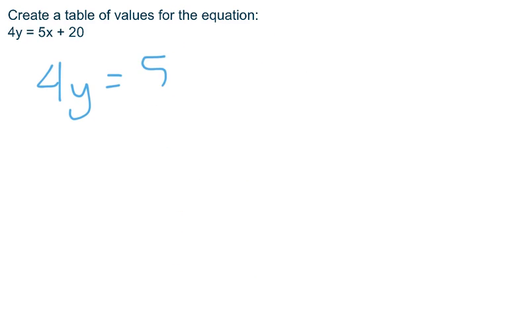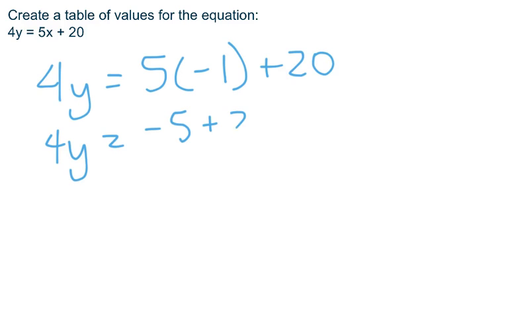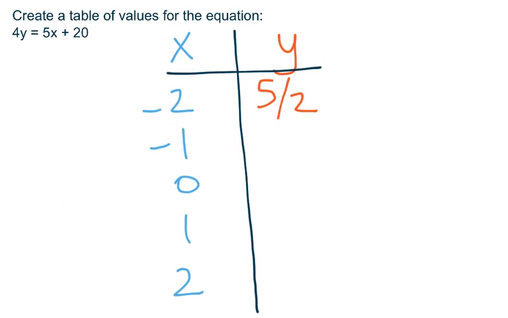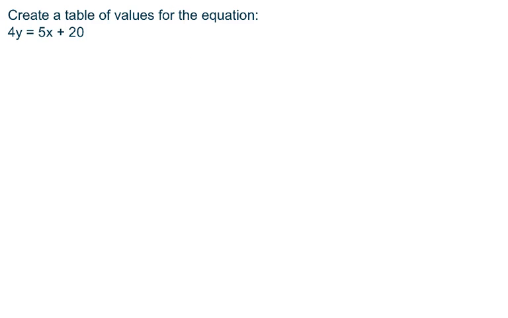4y = 5 times -1 plus 20. 4y = -5 plus 20. 4y = 15. And y, if we divide both sides by 4, equals 15 over 4. So we can plug that in for y over here, 15 over 4. We're going to plug in our x equals 0 this time around.